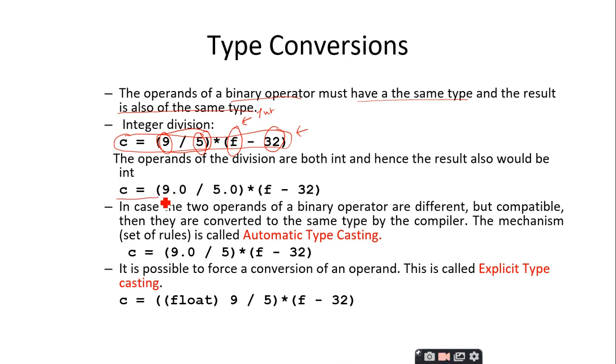But the same formula, if you convert it into floating point manipulations, you can see here that 9.0 is taken as a floating point value. Similarly, 5.0 is also taken as a floating point value. So, a floating point value divided by a floating point value, we will get a floating point. But remember, it also depends on the LHS variable. If C is taken as float, the end result will be float. But if C is taken as integer, the end result will be integer. That means the decimal values will be automatically truncated.